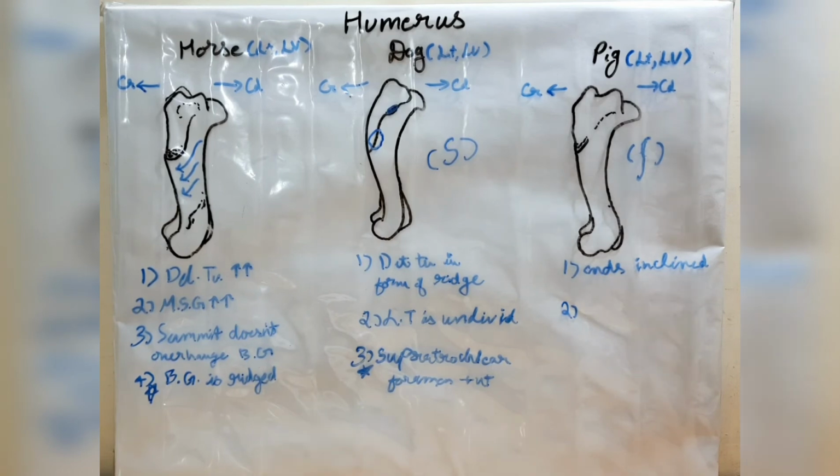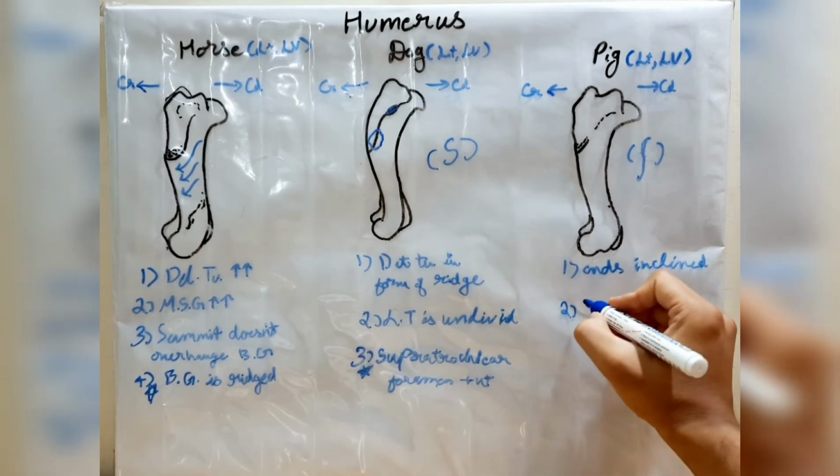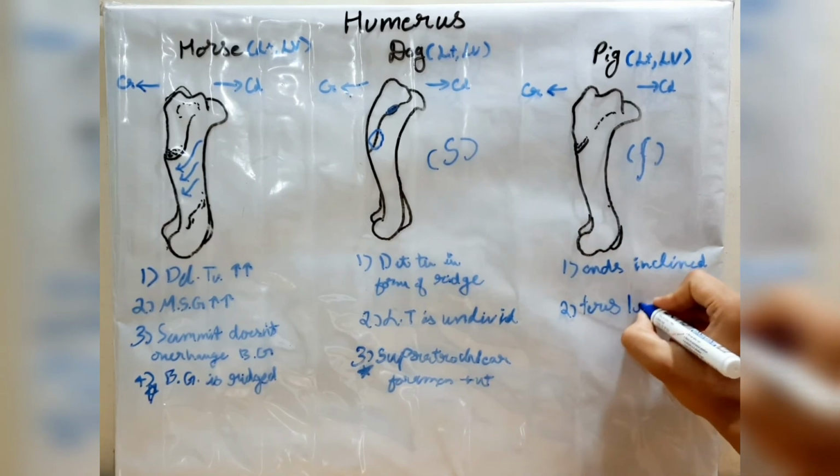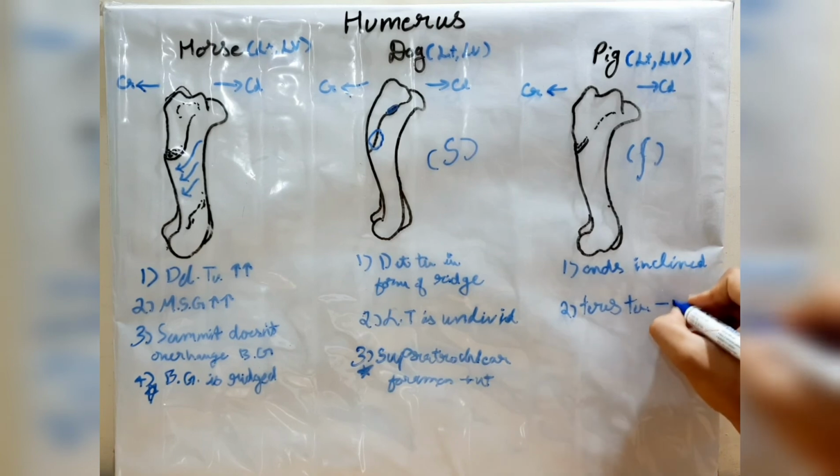Okay, so in case of horse, dog and ox, what we see at that area is the teres tubercle. But in case of pig, there is no teres tubercle on the medial surface. There is just one border, but no tubercle. Okay, so teres tubercle is absent. This is an important point. Teres tubercle is absent.